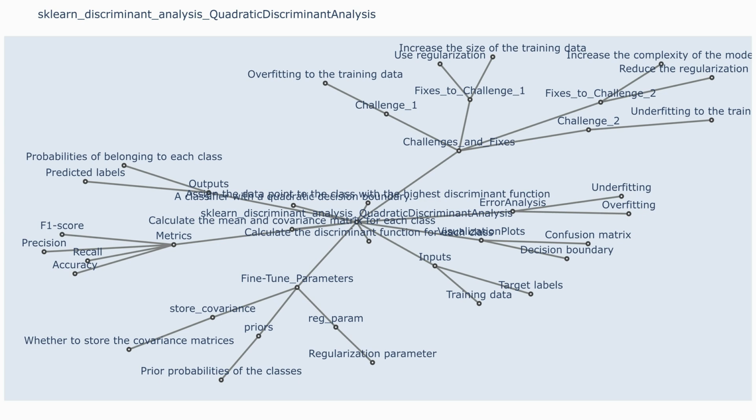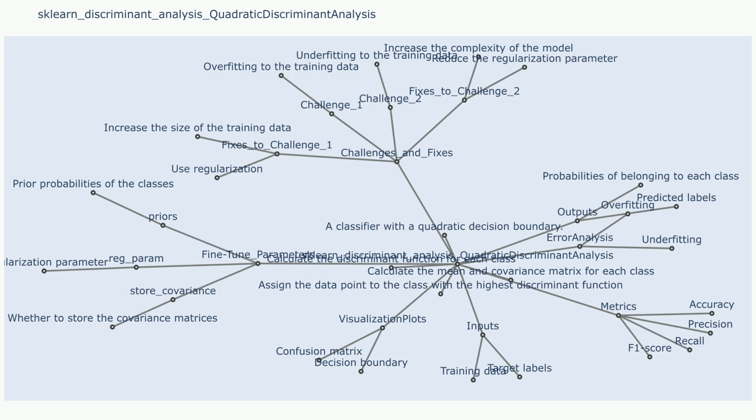sklearn, discriminant analysis, quadratic discriminant analysis. Description: a classifier with a quadratic decision boundary, generated by fitting class conditional densities to the data and using Bayes' rule. The model assumes that the data within each class has a Gaussian distribution and uses the mean and covariance matrix of the data to determine the decision boundary.